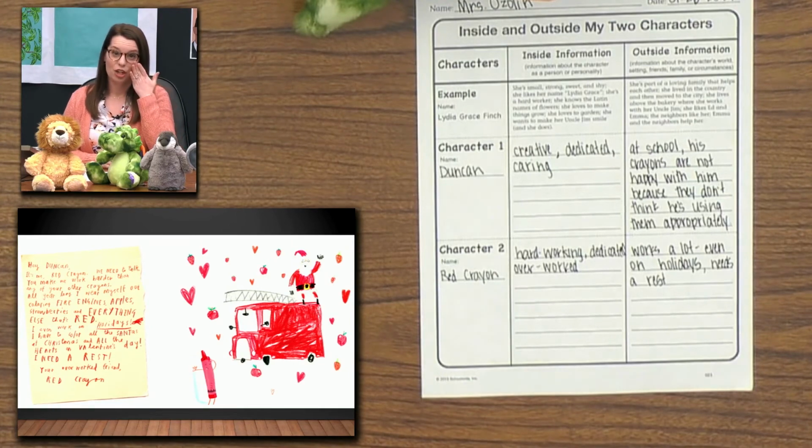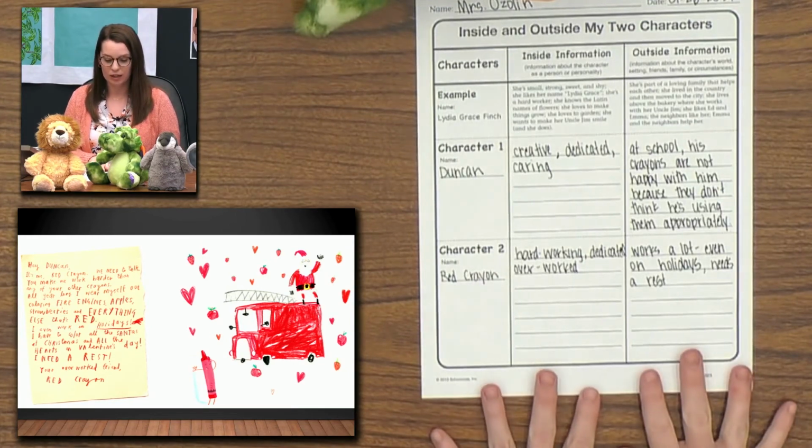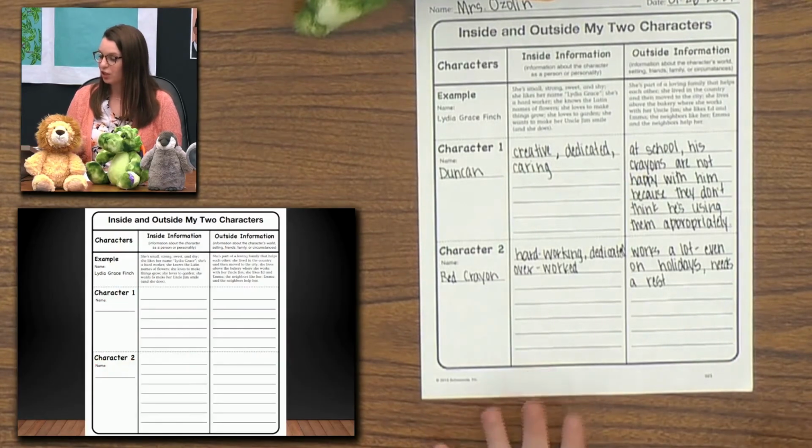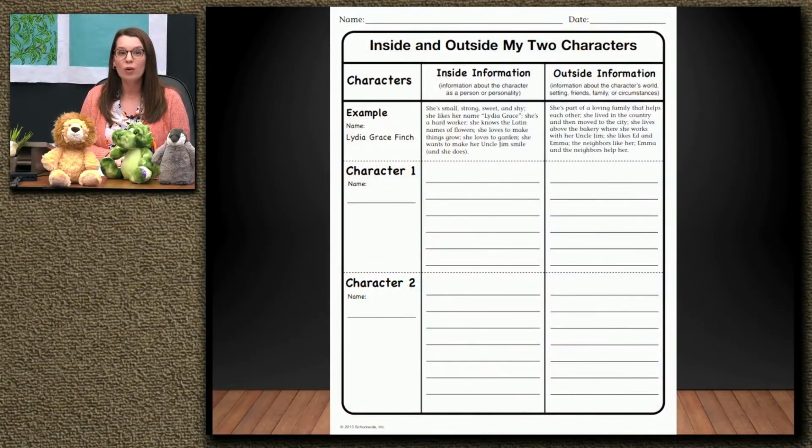Now, second graders, we have completed this graphic organizer inside and outside for my 2 characters. Today, for your independent work, you are going to complete this graphic organizer thinking about your own characters that you are going to create a correspondence, or writing back and forth, between. You need to think about who your characters are on the inside. What is their personality like? What are the character traits, the words that you could use to describe them?